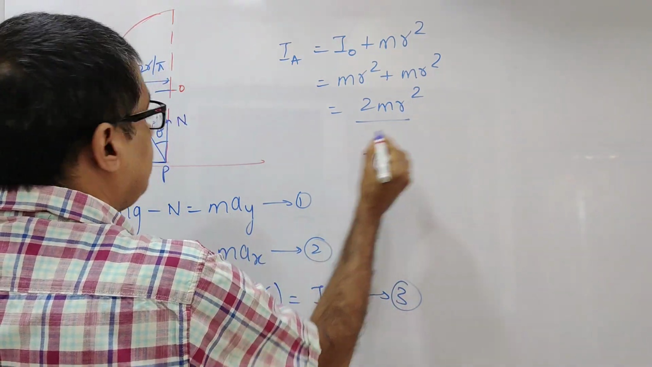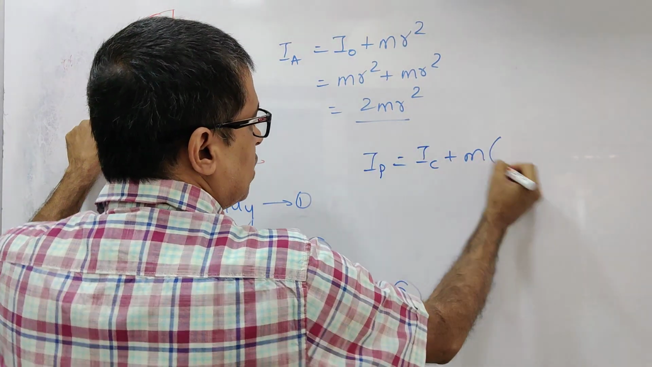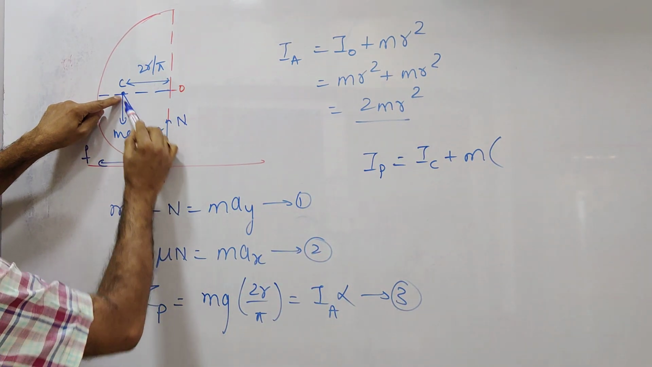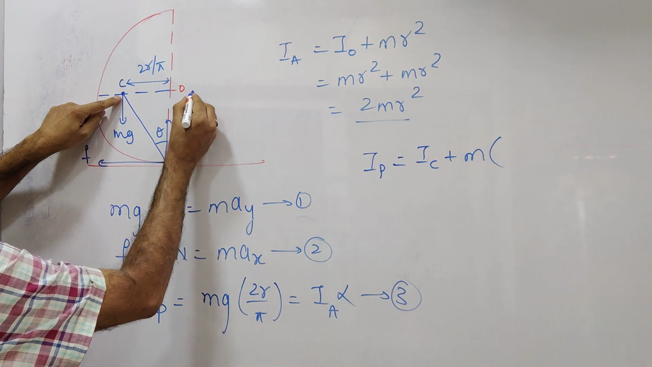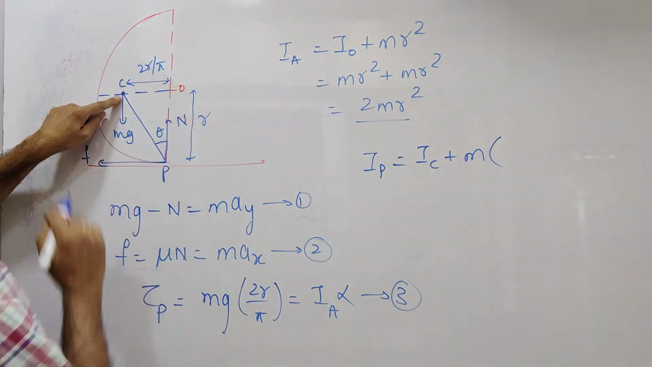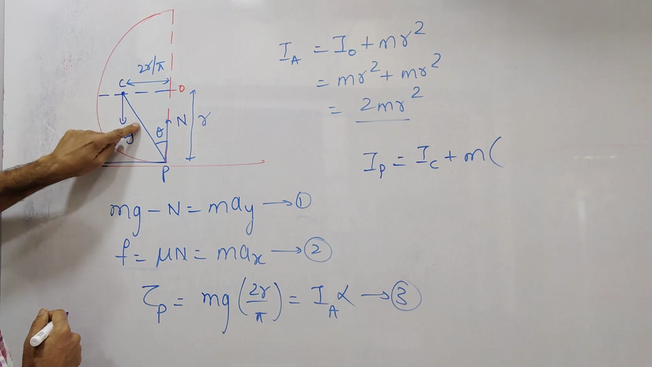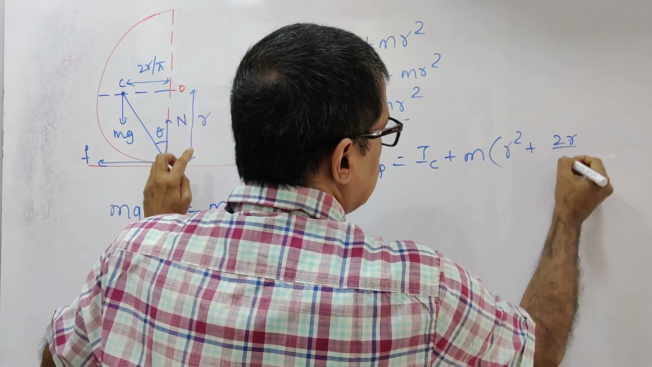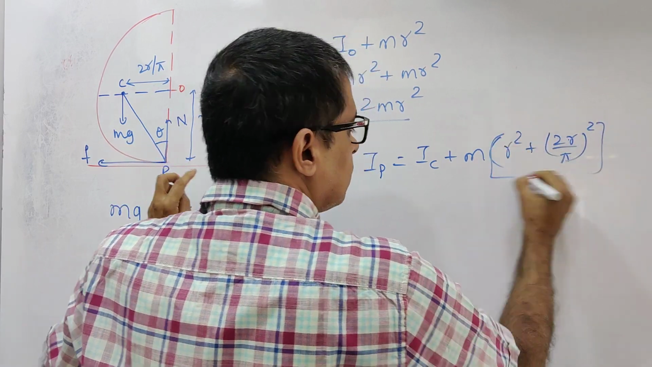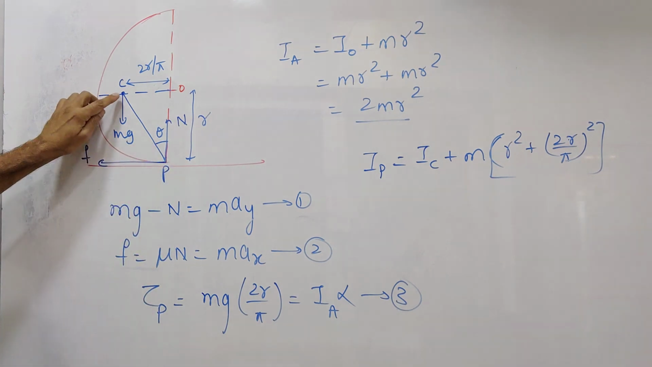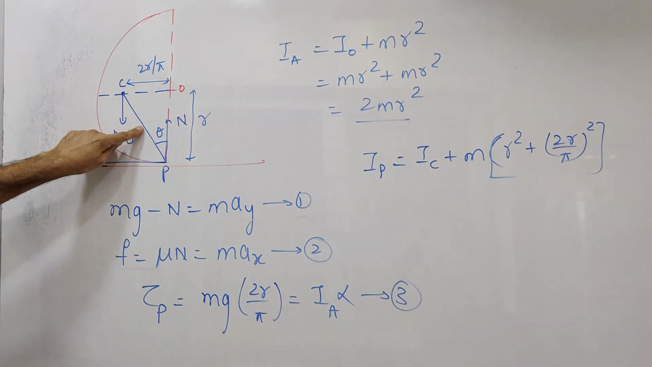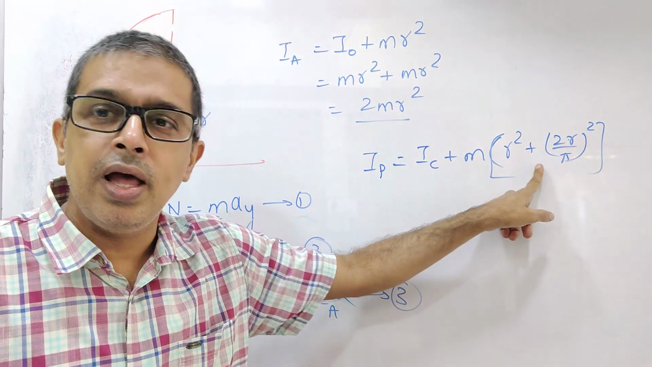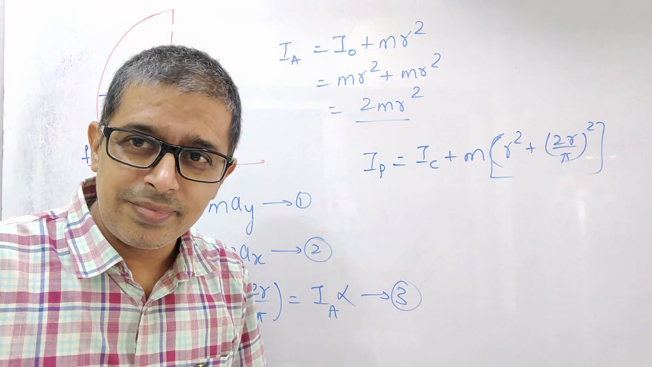I about point P is I about C plus M into this distance square. What is this distance square? This distance is R. This distance is 2R by pi. So M D square, where D square is R square plus 2R by pi whole square. I about P is I about C plus M into D square. This distance D square is R square plus 2R by pi whole square. I used the Pythagoras theorem. Not a big deal.